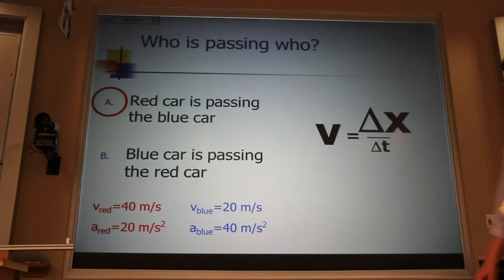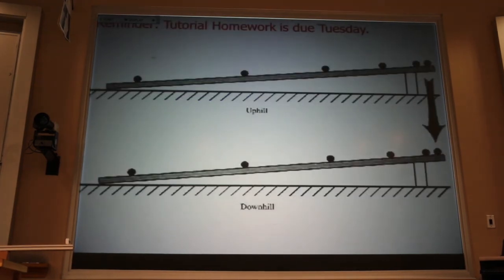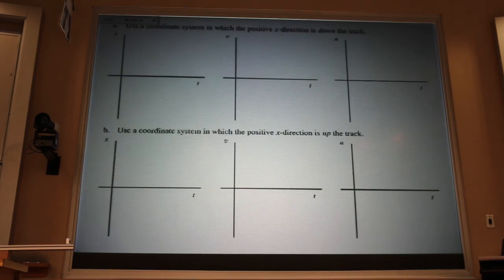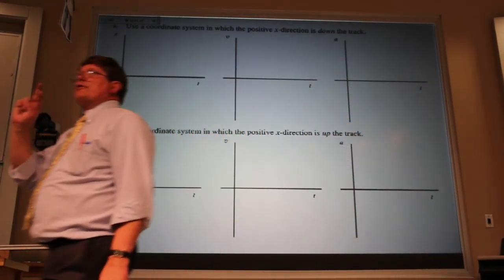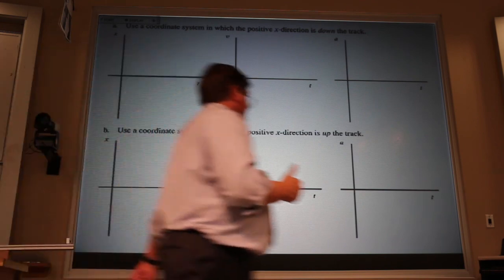Now, we have 2.5 minutes. With those 2.5 minutes, I'm going to help you with your tutorial homework. Just one of the hardest problems. You're asked to consider a ball going up and then down a ramp. You're asked to draw position versus time, velocity versus time, and acceleration versus time graphs for two different coordinate systems. I'm going to do the strange coordinate system. I'll let you do the easy one, the more traditional one.